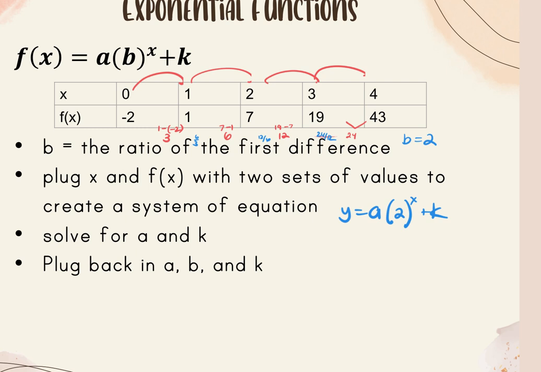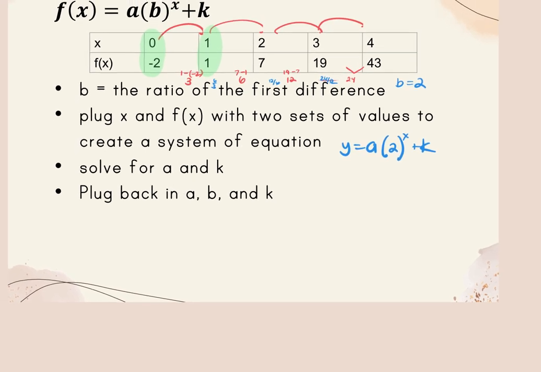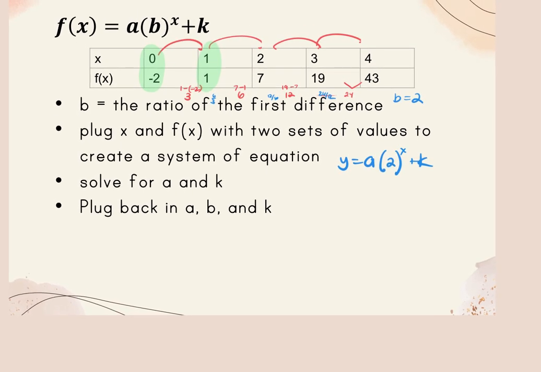Now I'm going to set up a system of equations. I am picking 2 of these coordinate points. I'm going to pick the first one and the second one just because they're the easiest, but you literally could pick any of them. And I'm going to plug them into this equation. So the first one, my y is negative 2. I don't know A. Then it's 2 times x to the 0 power plus K. So I still have 2 unknowns. This simplifies to negative 2 equals A plus K because 2 to the 0 power is what? 1.